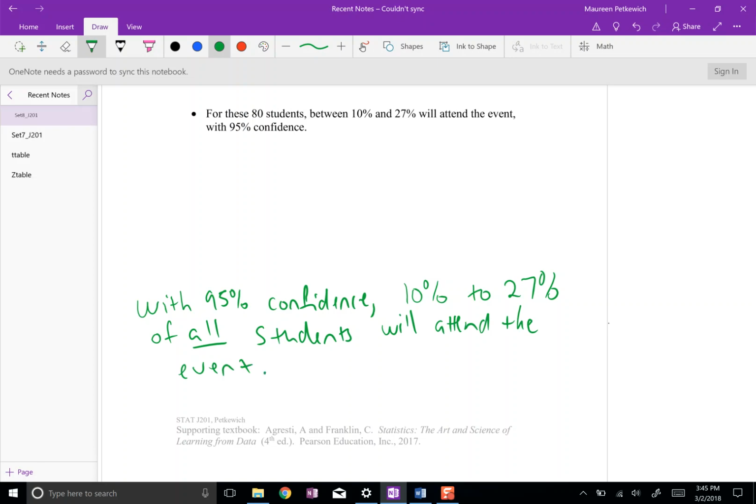A couple of things need to be present in the interval interpretation to make it a good interpretation. We need to make sure that we're inferring out to the whole population. The whole purpose of the confidence interval is that we took a sample proportion and used it to infer out to the whole population of interest, so all students at the university. Also, you want to put it in context. You don't want to just say the confidence interval is 10 to 27%. Put it in the context of the problem that we're talking about. So this would be a good interpretation.